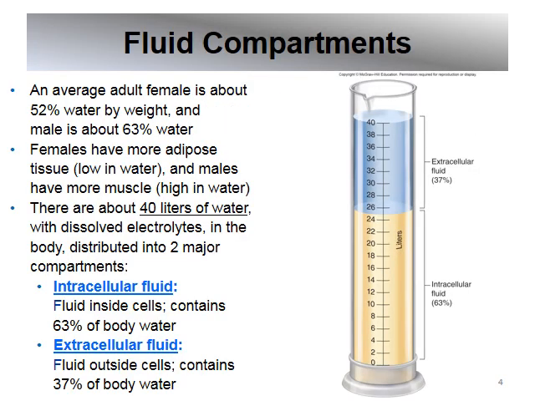So the fluid compartments. First of all, they want you to know that females are about 52% water, whereas a male is 63% water. And this is primarily because females have more fatty tissue, whereas males have more muscular tissue. Okay, so intracellular fluid, which is the fluid inside of your cells, is going to make up 63% of your body water levels. And extracellular fluid is going to make up about 37% of your body water. So everything outside of the cell is 37%. Everything inside the cell is 63%.